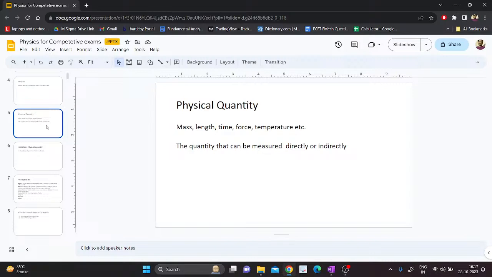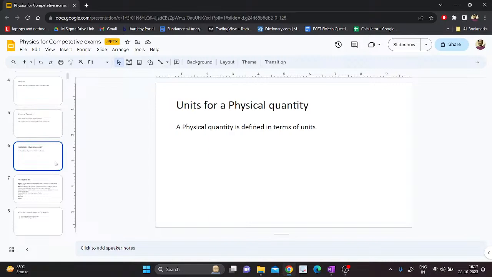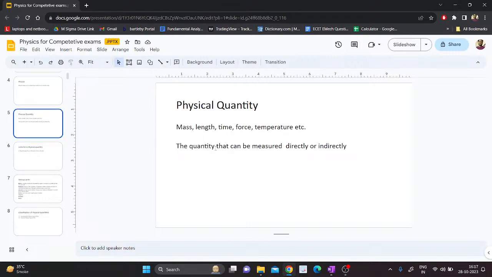If you go and ask your grandmother, they'll be having different types of units, based on the place in which they're staying, their own way of using units. Understand? So the standardized units generally used are, for mass, kg; for length, meters; for time, seconds; for force, newtons; for temperature, centigrade, and so on. We'll discuss them in a very detailed way here.